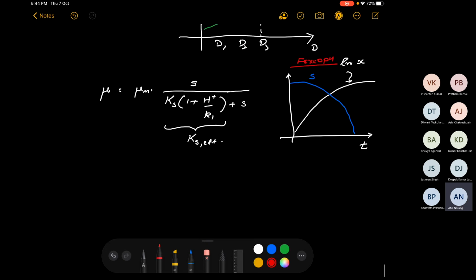Now, what he's saying is basically what you do, if it follows this law, you have to first sit down with the data, from ln x, and calculate mu. So essentially, take this data and from this data, get mu as a function of time. And that's because what is mu?